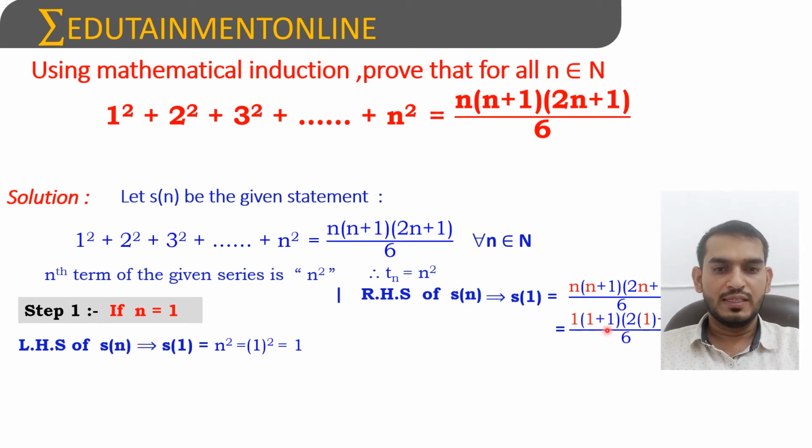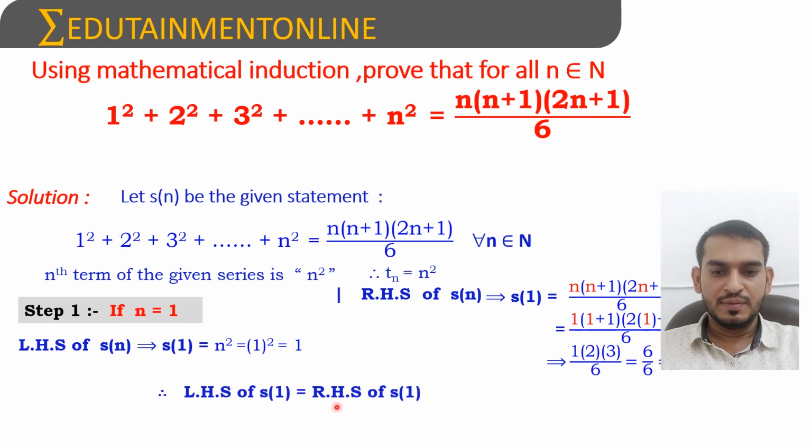So 1 plus 1 is 2, and 2 into 1 is 2, plus 1 is 3. So the numerator can be written as 1 into 2 into 3 by 6. So 1 into 2 into 3 is 6, and 6 by 6 is 1. So LHS we got 1 and RHS is also 1. Therefore, S of n is true for n equals 1, or S of 1 is true.